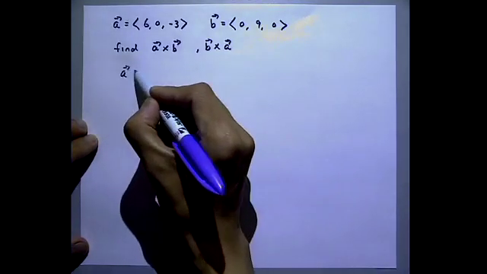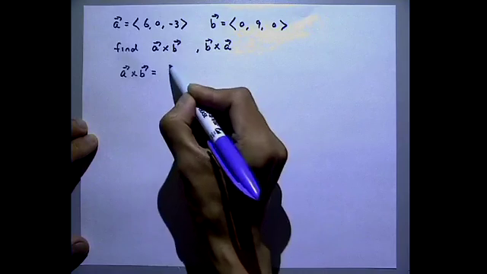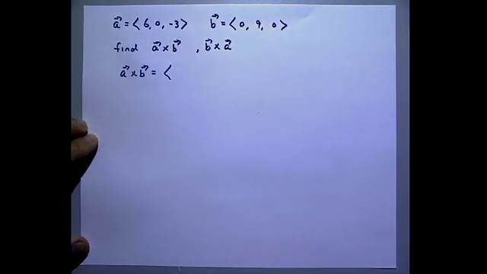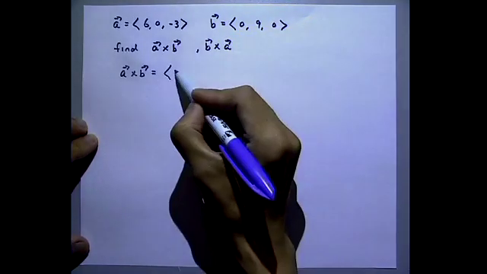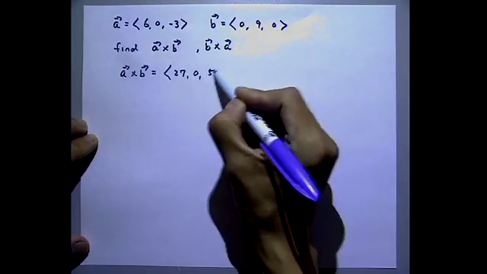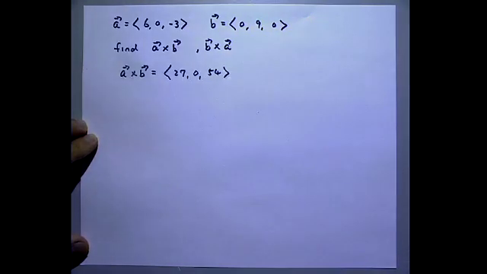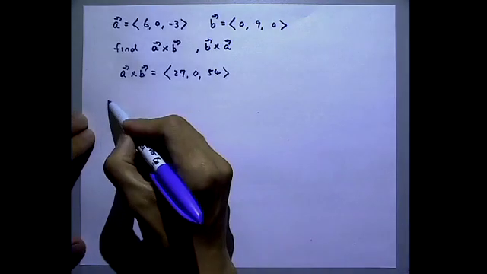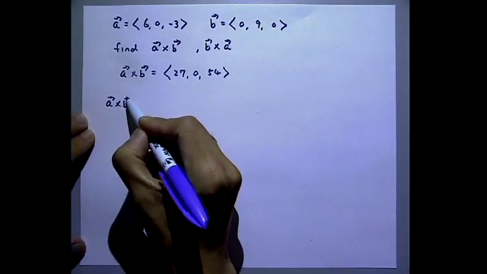Okay, who's got an answer for A cross B? 54. How many people got that? Good, excellent. All right, so if you didn't get that, let me quickly show you how this turned out.